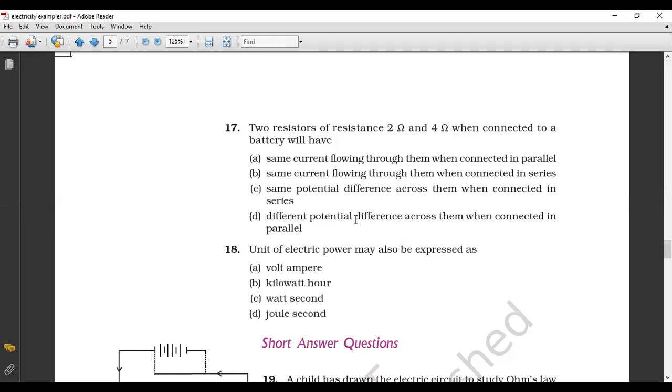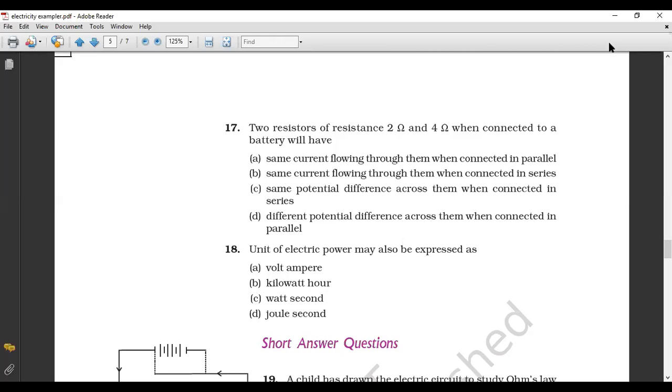Last two are also wrong ones. What about the 18th question? Units of electric power may be expressed as. So what are the units of electric power? Power is equal to the product of voltage and current. Okay, so what units can there be here? What units can we tell, students? What is the answer here? Answer is volt ampere. The unit of voltage is volt, of current is ampere, so volt ampere is the correct answer, option A.